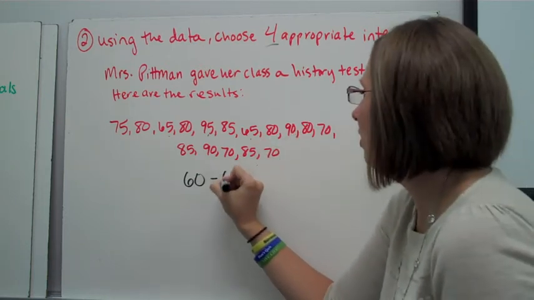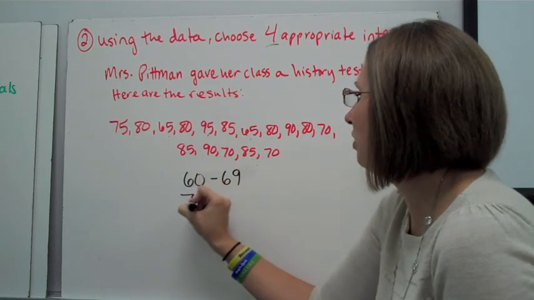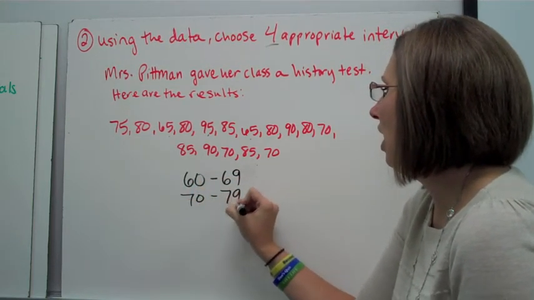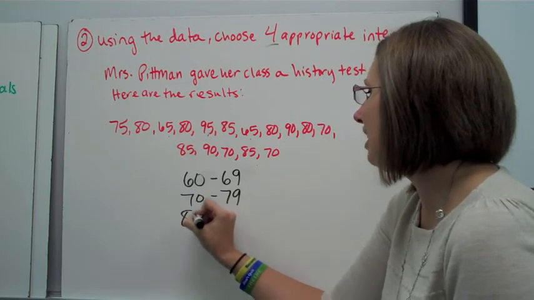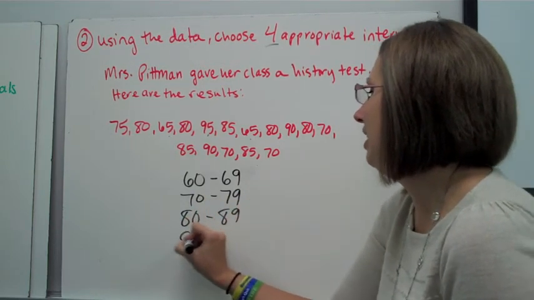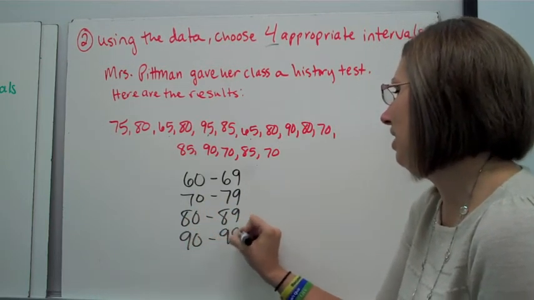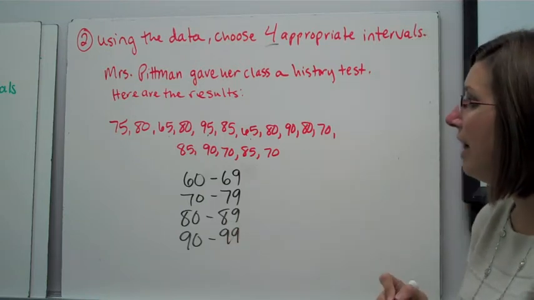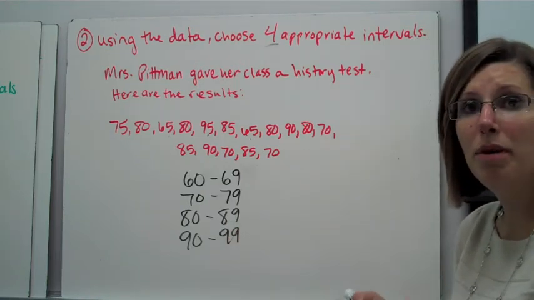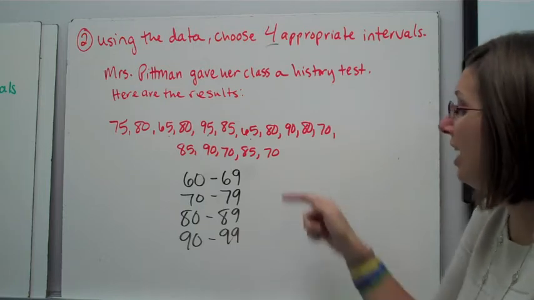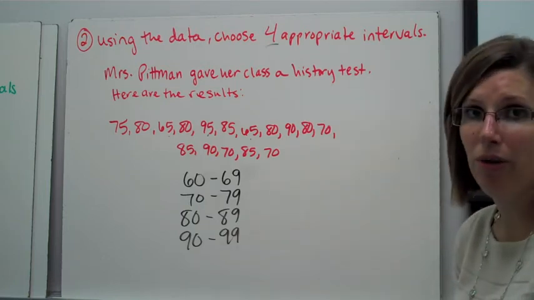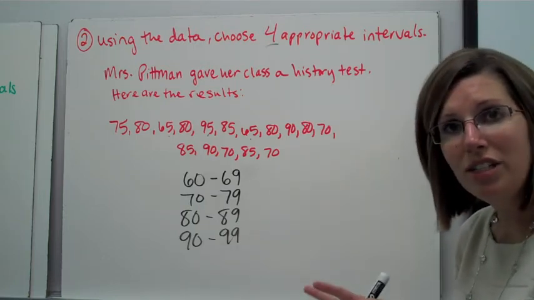So I can only go from 60 to 69, and my next one will start at 70, and that goes to 79, 80 to 89, 90 to 99. And so that contains all of my possibilities for data. And I've got even intervals as I go through. Hopefully that made sense to you.